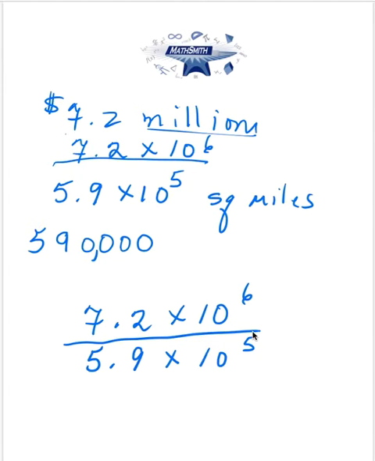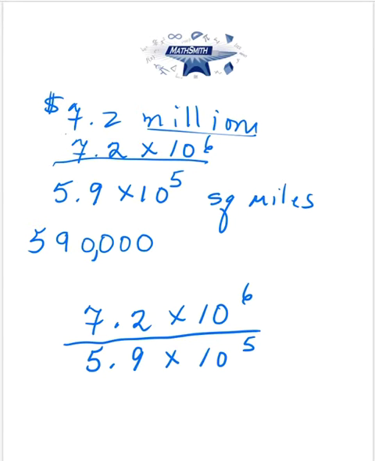Okay, so get your calculator out and figure out what 7.2 divided by 5.9 is. Actually, just go ahead and use your scientific notation in your calculator. So 7.2 second EE 6, divided by 5.9 second EE 5th power. Oh, I see, I had a little error. 7.2 second EE to the 6th divided by 5.9 second EE to the 5th.